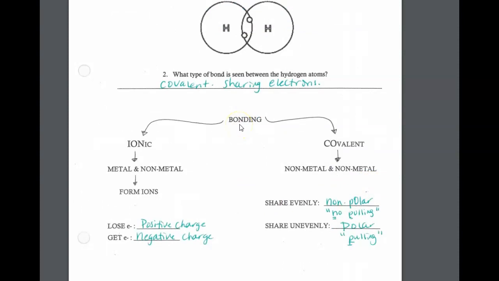So there's 2 types of bonding, ionic and covalent. Ionic has metal and non-metal, and they form ions. They lose a positive charge, they get a negative charge. The bonding that occurs in covalent is non-metal and non-metal. They share evenly, nonpolar, so there's no pulling. They share unevenly, polar, so there's pulling. I'm hoping that makes sense to you.